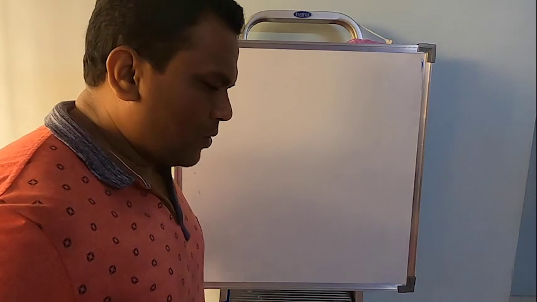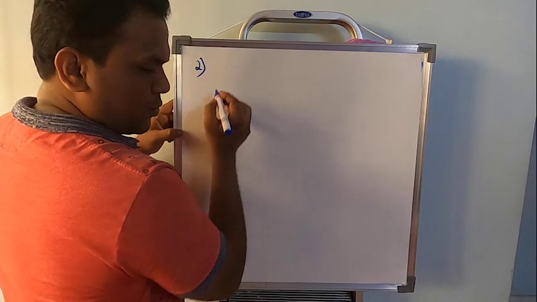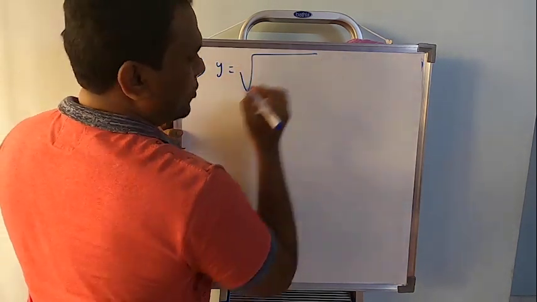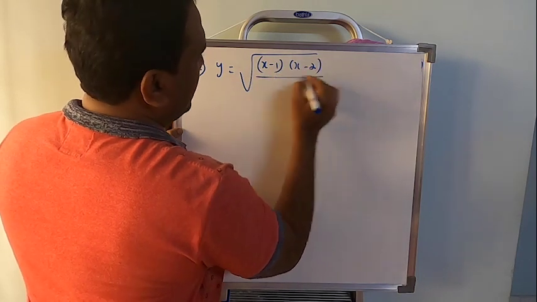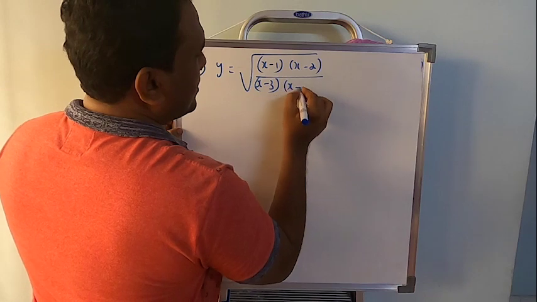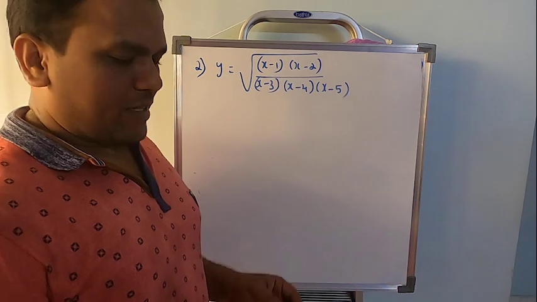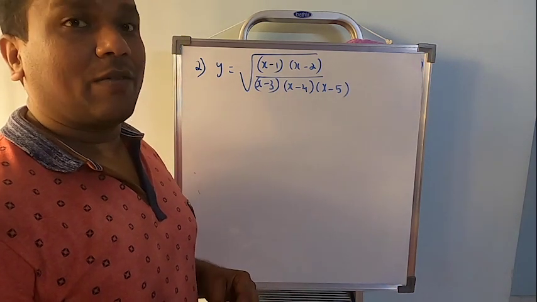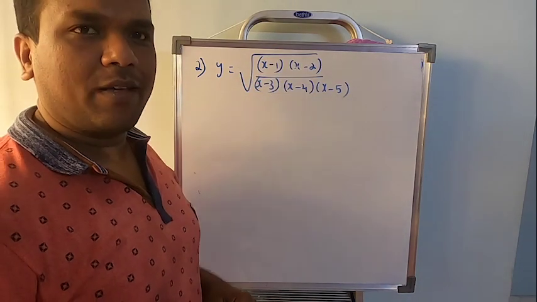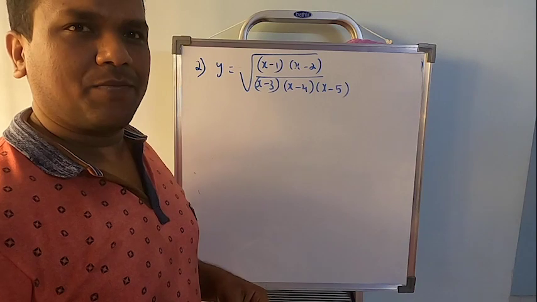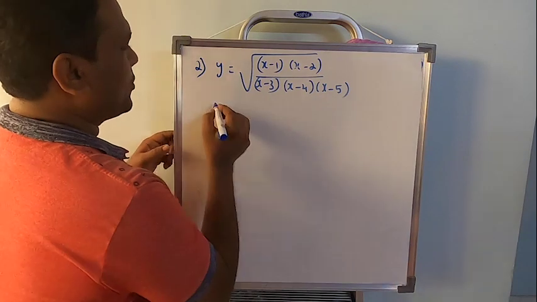Okay, now let's go to problem number 2. Problem number 2 is given as y is equal to root of x minus 1, x minus 2 by x minus 3, x minus 4, x minus 5. So once again the same question will be asked. Can we do it directly? Yes. First it's in the form of square root of x, then apply product, then apply quotient rule. Tedious procedure. Instead of that, we know that square root of x can be written as x to the power 1 by 2. So let's rewrite this.